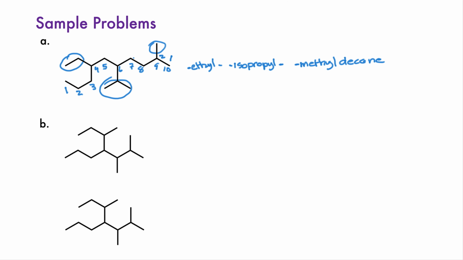Now we need to number in the other direction. From left to right, we get 4, 6, 9. In the other direction, we get 2, 5, 7. 2 beats 4 at the very first number, so 2, 5, 7 wins. 2 goes to methyl, 5 goes to isopropyl, and 7 goes to ethyl.